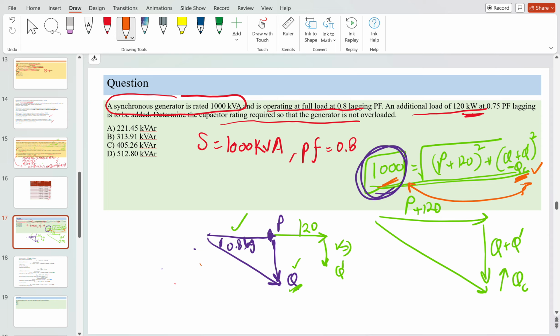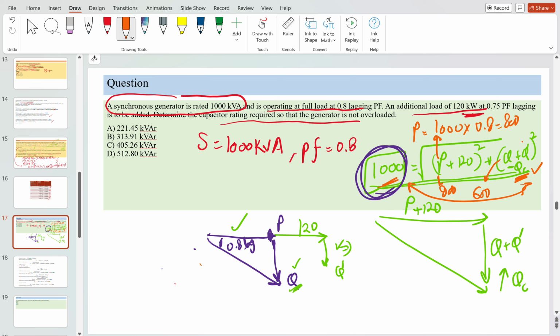Okay, so what you have to do is just find out what the power is. Power is basically 1000, which is S, multiplied by cos phi. Here it will come out to be 800, so this became 800. Now you have to find out Q. Q is basically S multiplied by sin phi. Okay, so 1000 multiplied by 0.6 will come out to be 600.